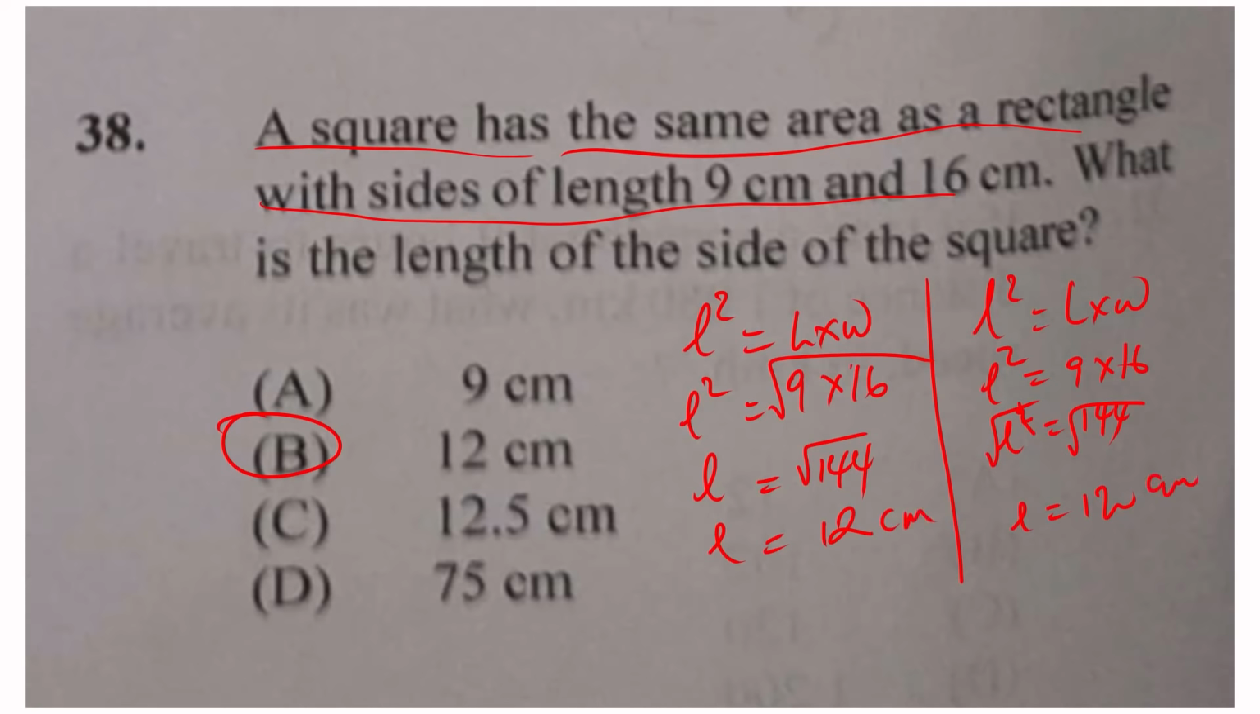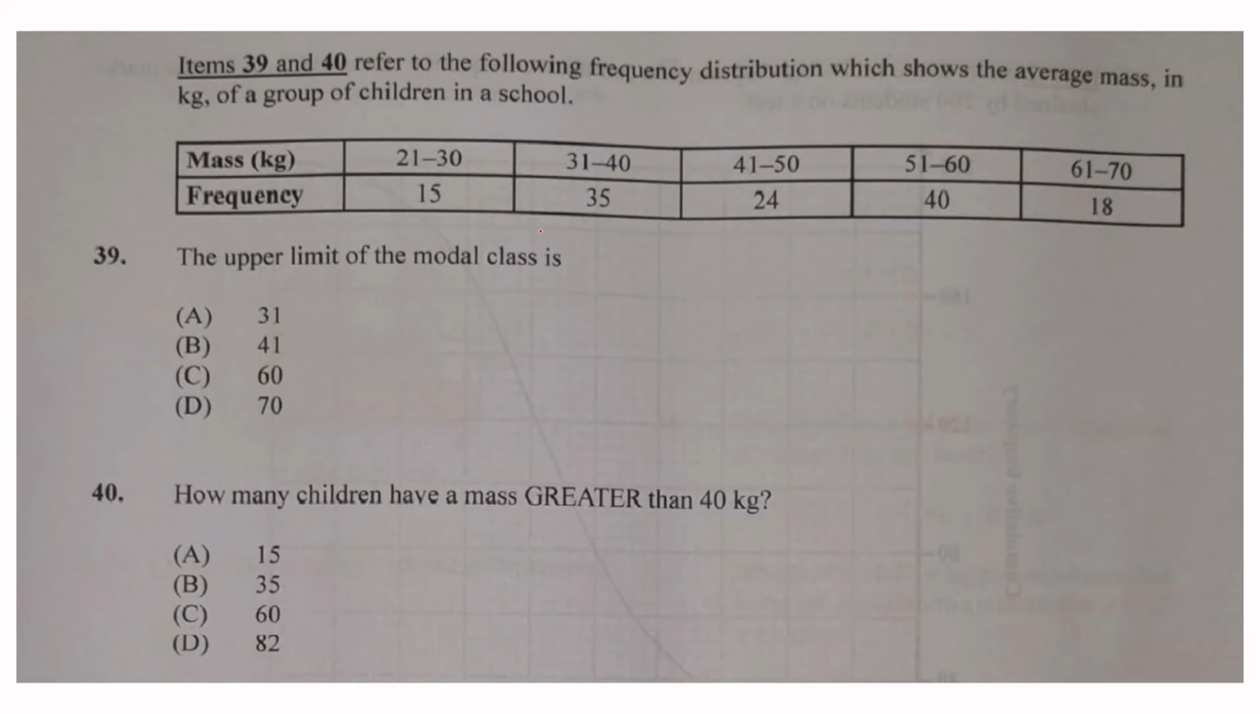Anyway, question 39. Items 39 and 40 refer to the following frequency distribution, which shows the average mass in kilograms of a group of children in a school. So we have the mass and we have the frequency. The upper limit of the modal class is... The modal class is the class with the highest frequency. The highest frequency here is 40. So we have the lower limit and we have the upper limit. The upper limit of the modal class is 60.